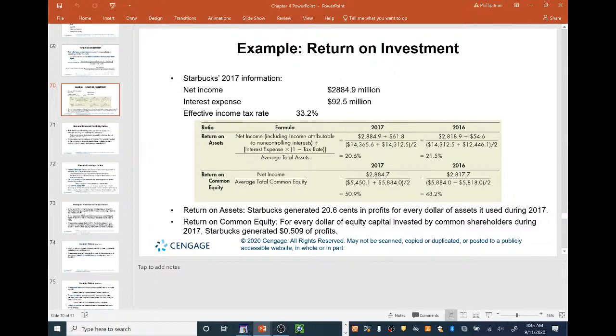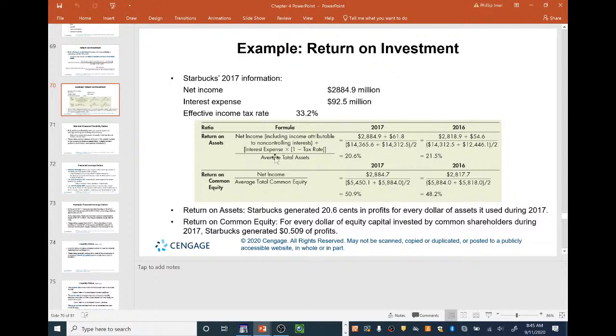So all we do is take this information here and punch it directly into the formulas here. So the return on assets, once again, it's giving you what the formula is again right here. And then right here, we're just punching it in. We know here's the net income.